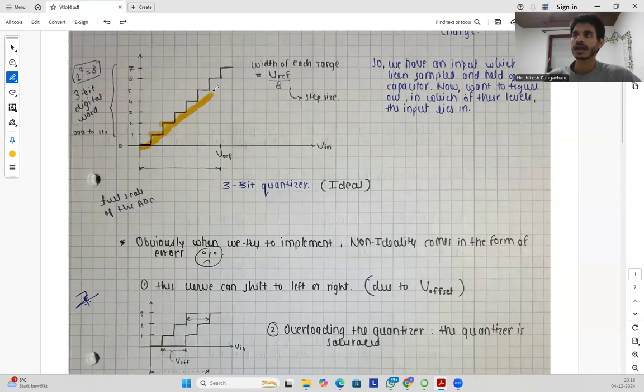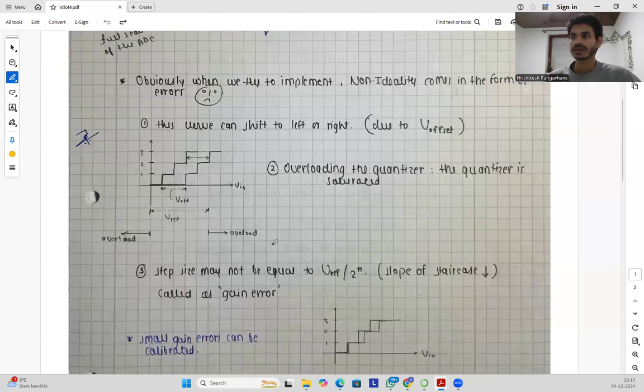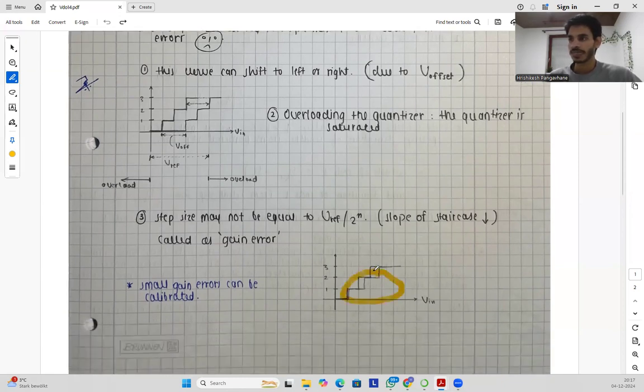But when we draw a line corresponding to these steps and say that is a slope, then if the step size is not equal, the slope of the staircase might increase or decrease. This is due to the gain error. So you can see over here the step size might increase or decrease. If it is increasing, then the slope is decreasing. And small gain errors can always be calibrated.